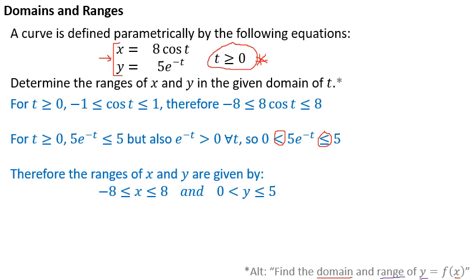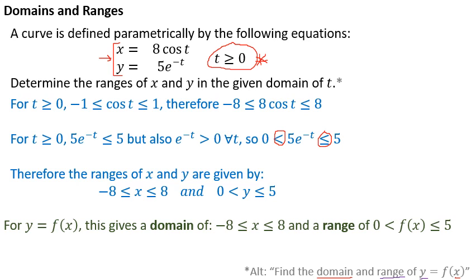X varies between 8 and -8, and it can take and will take both of those values at different points. Y varies between 0 and 5. It can take a value of 5. It can't take a value of 0. With the alternative version, if we're asked for the domain and range, like it says at the bottom of the screen, we could write this in this way. Exactly the same information there, exactly the same working out goes into it, but we're describing it differently.